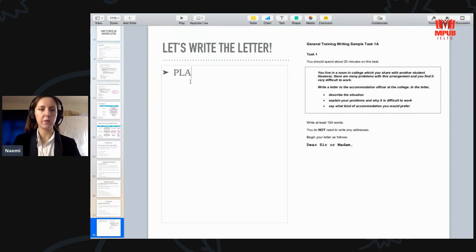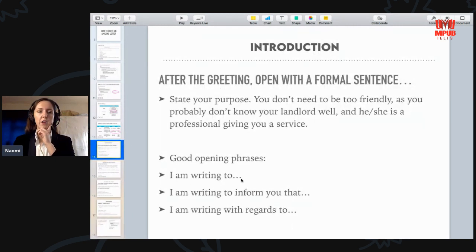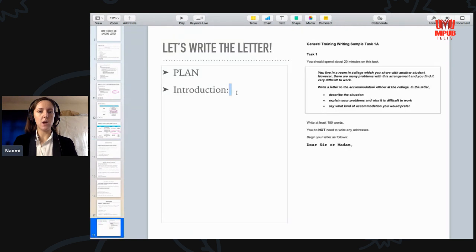So I'm going to write plan. So what's the first bit in my plan? Greeting. They've already written that for me, so I don't need to plan that. It's already there. What's the next section? Introduction. Good. So what phrases shall I use in my introduction? Good opening phrases. Okay. I think I'm going to use this third one. I really like this one. I am writing with regards to. Yeah, I really like this one.